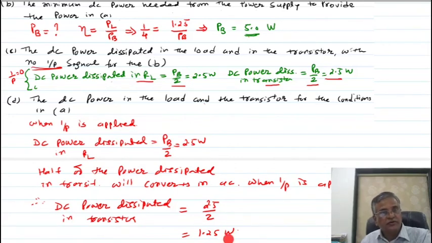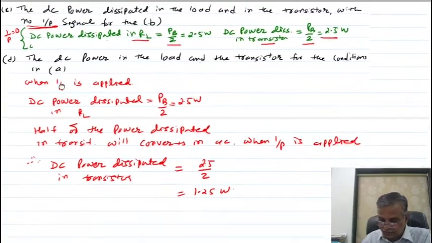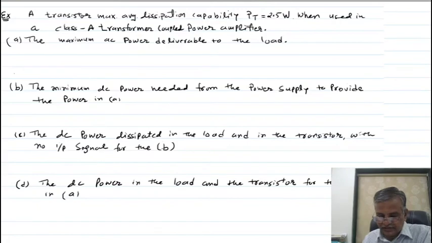This is what I have discussed for the direct coupled resistive load amplifier. Now let us look at the second numerical. What is the change here? In the previous case we had a direct resistive coupled amplifier. Now I am using a transformer coupled amplifier. PT they have given is 2.5 watt.